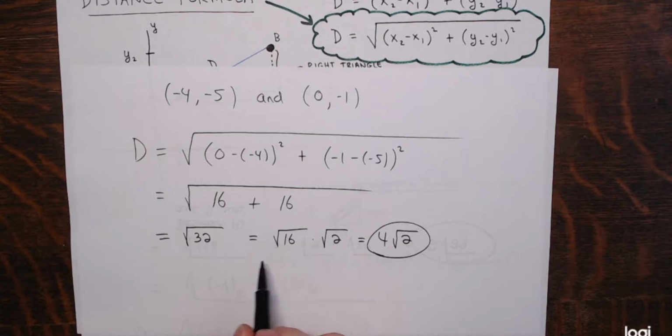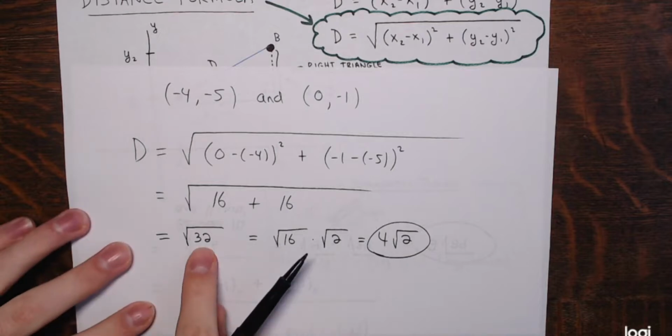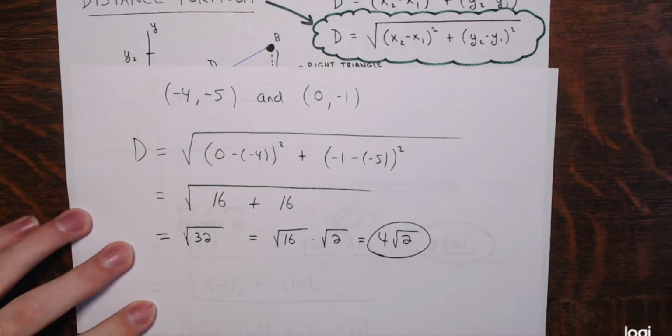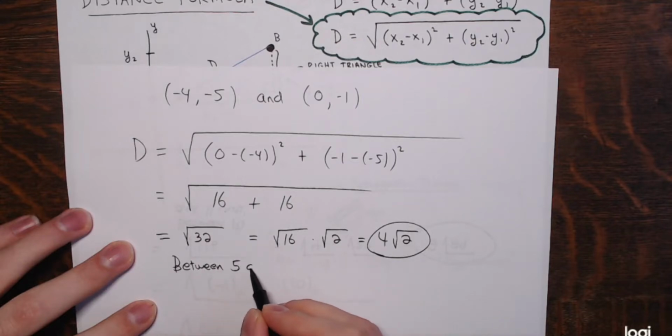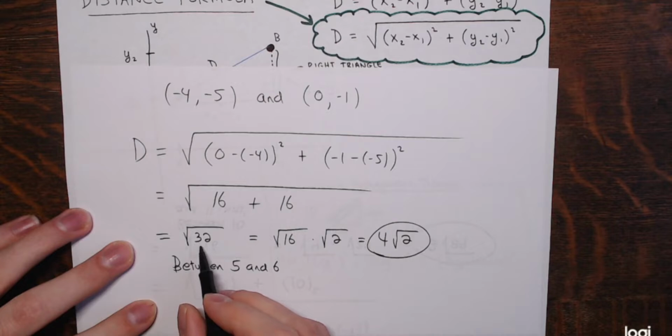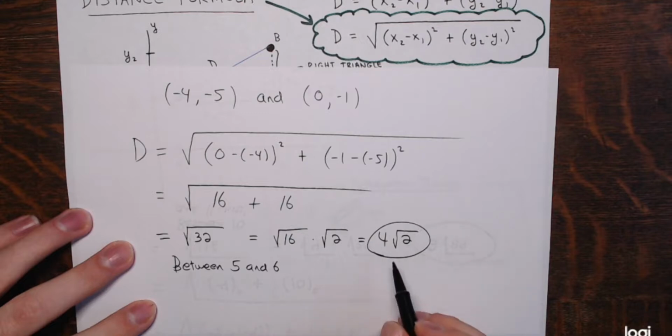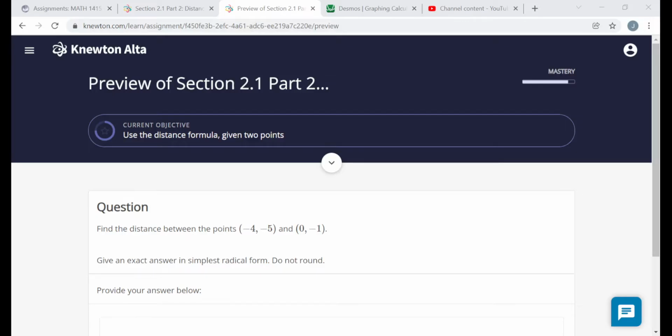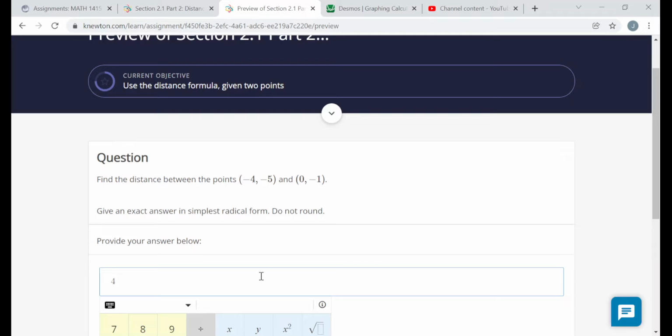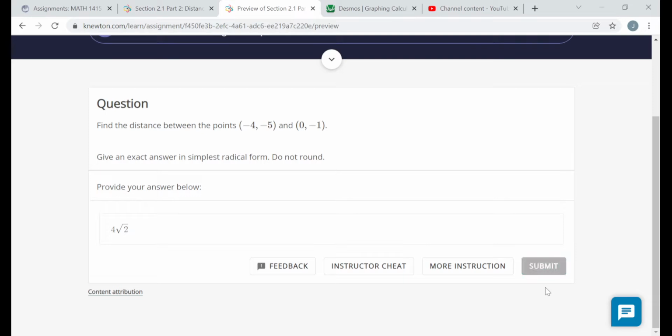16 is a nice perfect square that goes into 32 evenly. And again, if you want to think about it, right, this is between 5 and 6. Right, so these 2 points are between 5 and 6 units apart on the xy coordinate plane. Right, because 25 is 5 squared, 36 is 6 squared, and this is between those. Right? 32 is between 25 and 36. All right, and then this is what I'm going to enter, though, the 4 root 2. So we have 4 times the square root of 2, and that should be good.